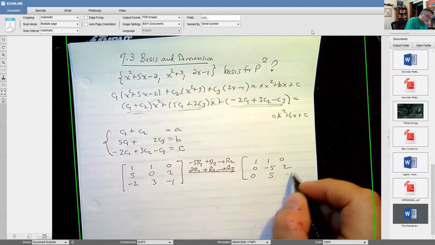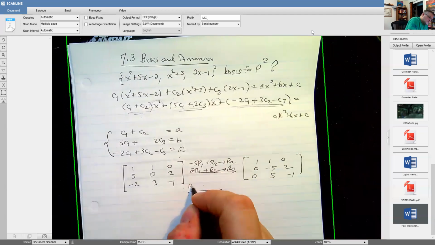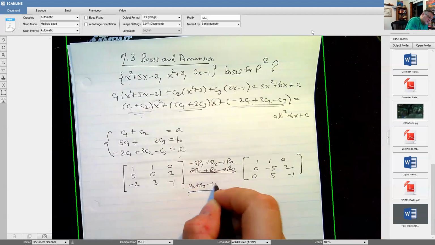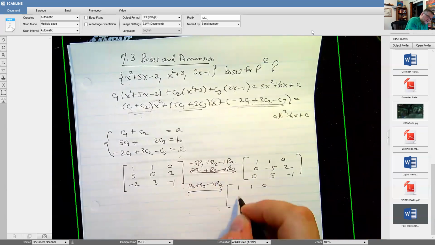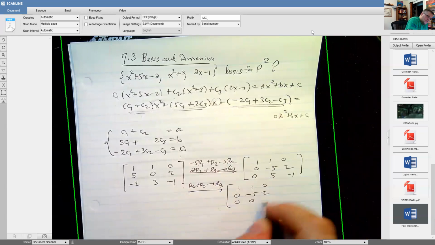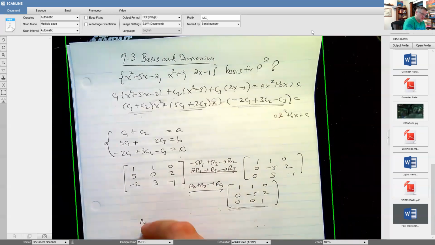And then the third one is that. All right. And then finally, I'm going to add row 2 and row 3 and put that into row 3 to get a 0 there. And in so doing, what I get is that. All right, notice that there are no 0 rows.